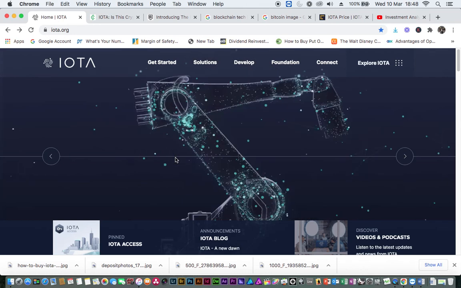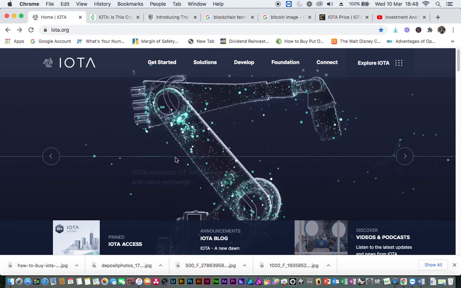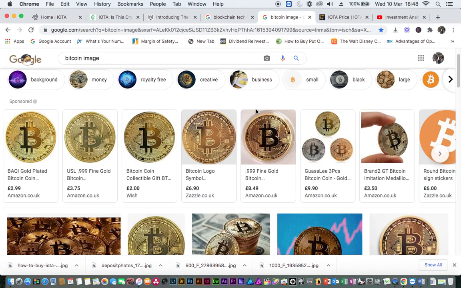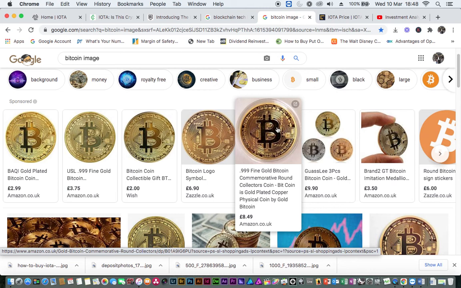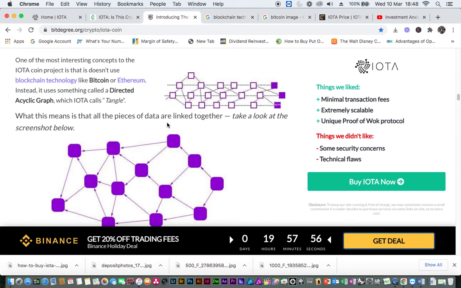You see, one of the most interesting concepts about the IOTA coin project is that it doesn't use blockchain technology like Bitcoin and Ethereum. Instead, it uses what is called a directed acyclic graph, which IOTA calls the "Tangle". Stay with me, I'm going somewhere. What this means is that all the pieces of data are linked together, like what you see on this screen now. Hear this, this is key.